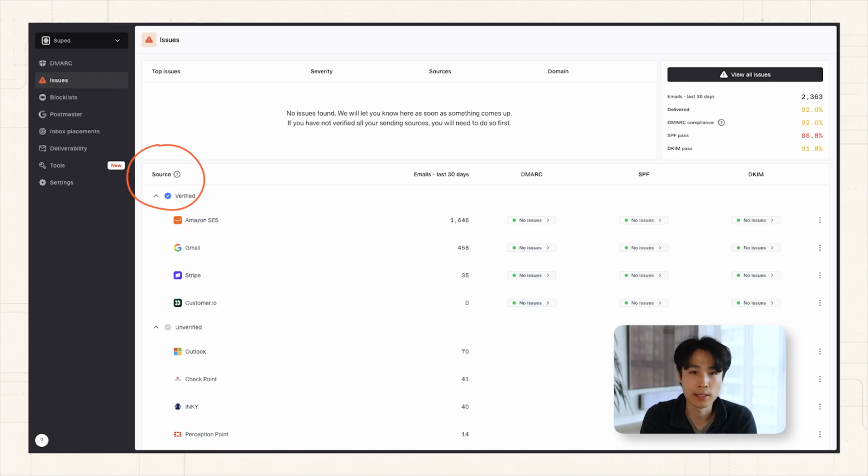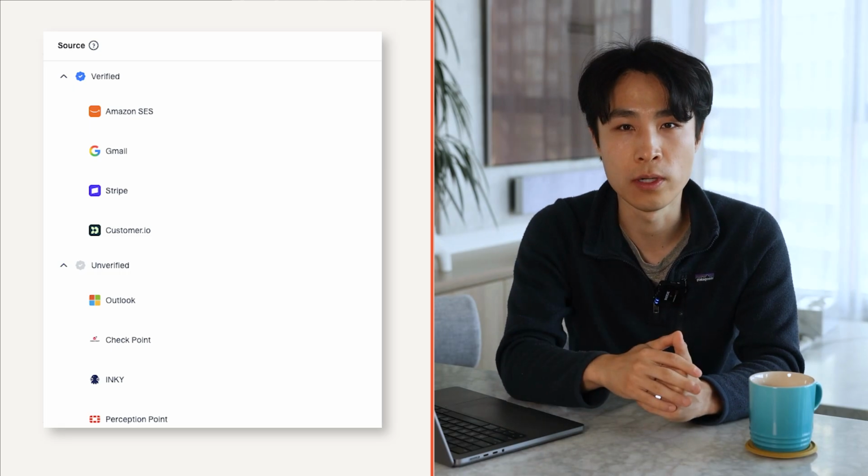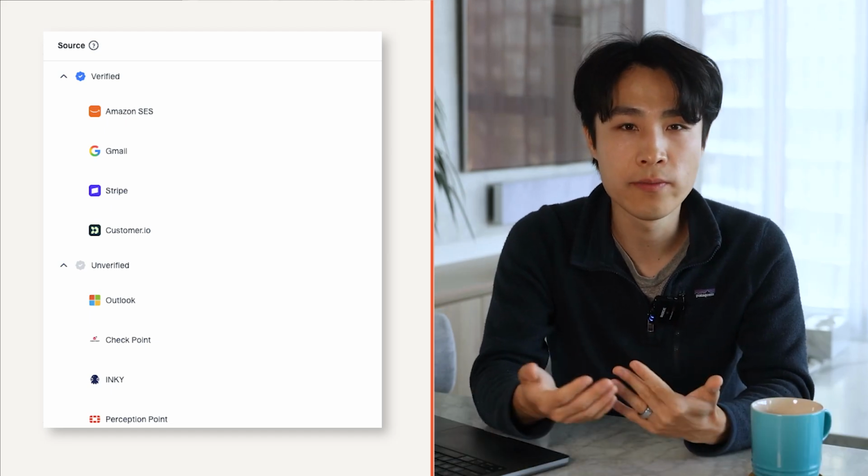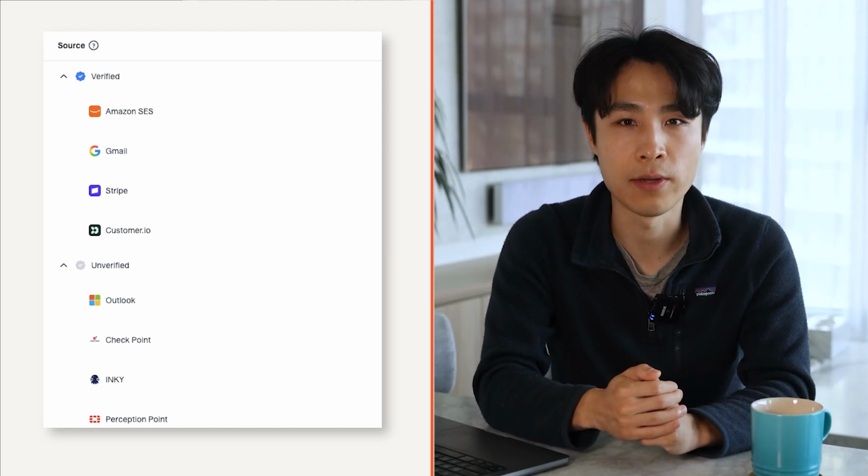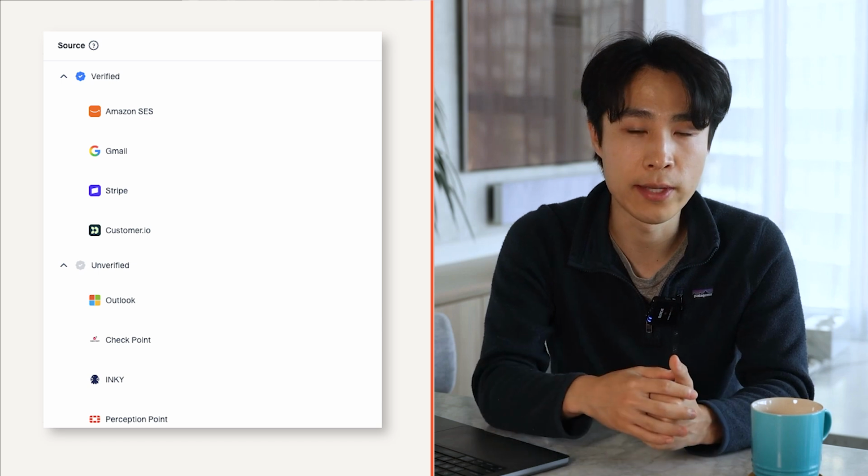First, which sources are sending email on behalf of your domain, not just your own mail servers, but also any third-party tools you've plugged in. That could be your CRM, your email marketing platform, and all of these might be sending email on your behalf, and they all need to be properly set up and authenticated.